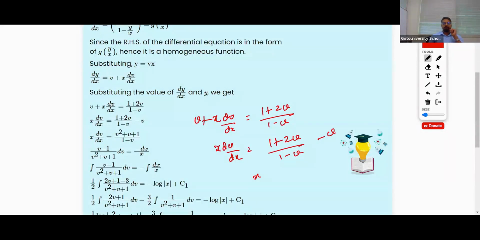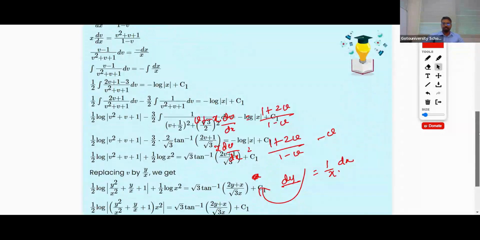So now what you do is we keep dv here and we bring the entire expression here, like what we do in the variable separable approach. And here we'll have 1 by x and dx, then integrate. And finally, whatever answer we get, we have to put it back in the form of y, not in terms of v.